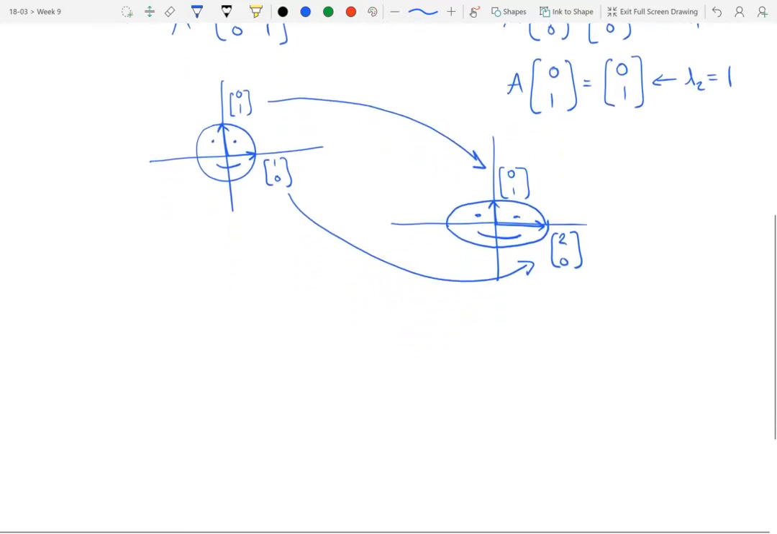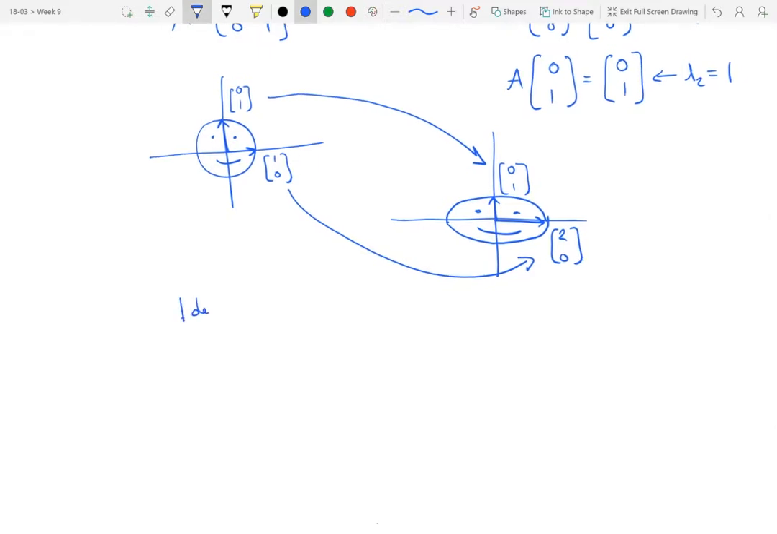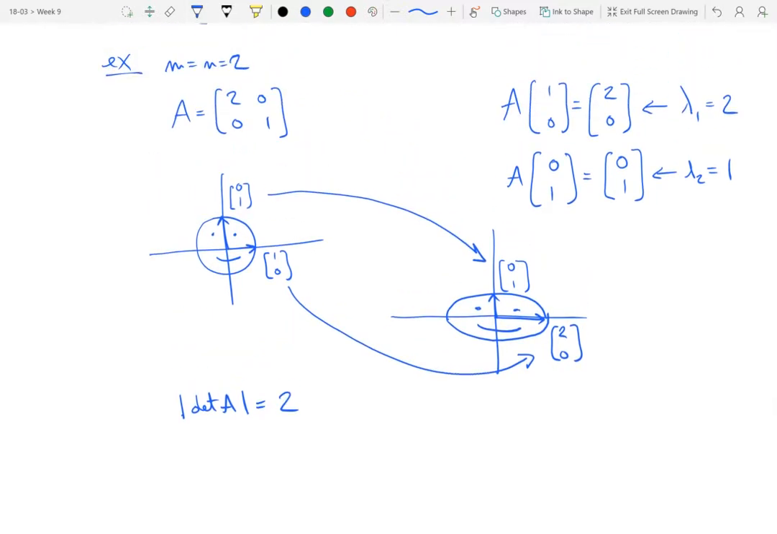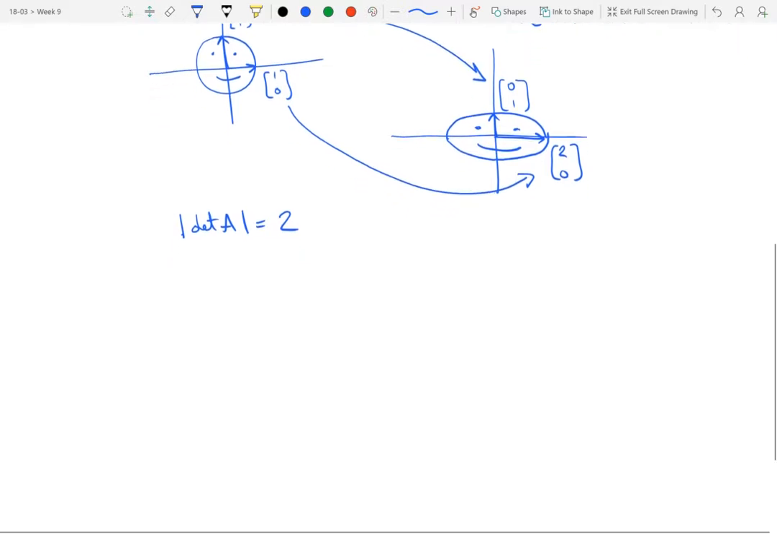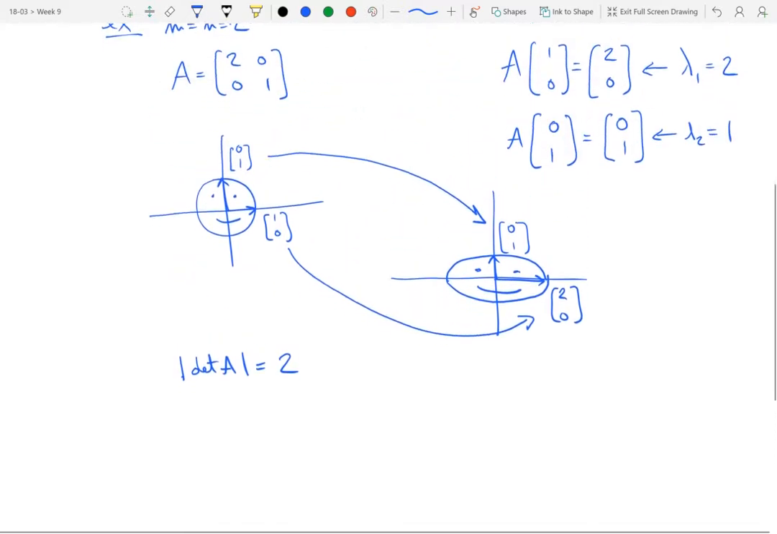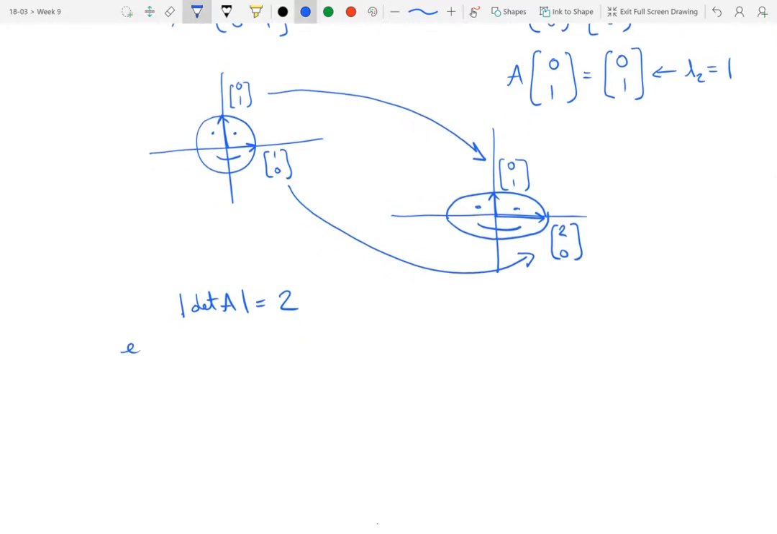And finally, if you want to know the mapping of areas, the area scaling factor for this transformation, what you do is you compute the determinant of A, take the absolute value. In this case, it is going to be 2. The areas are doubled under this transformation. Okay. So that's what happened in the case when we had this stretch here, so dilation in one direction.